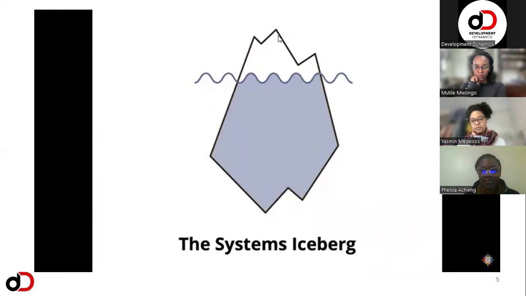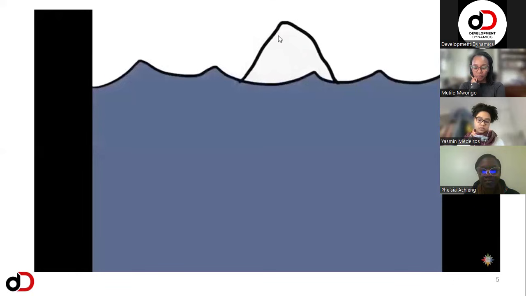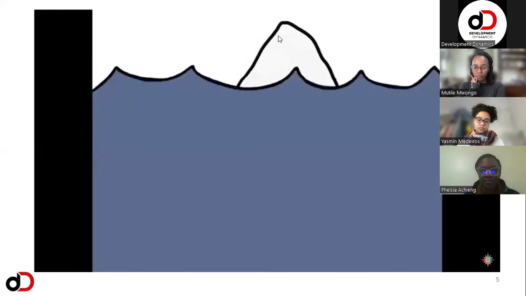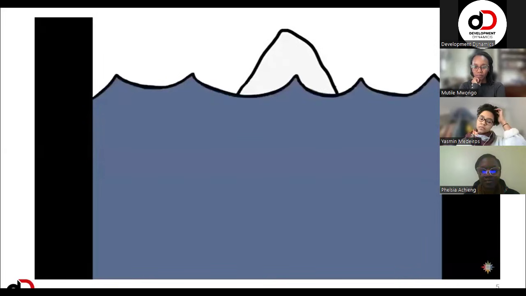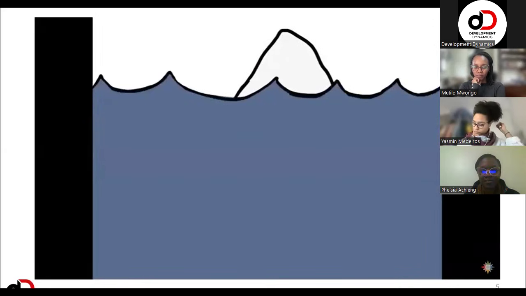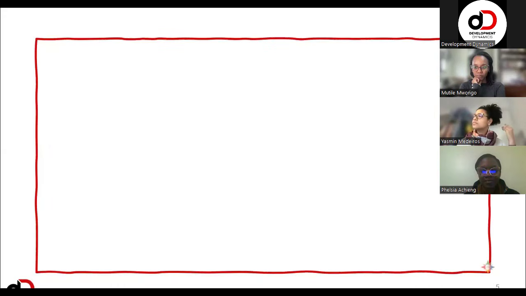The systems iceberg is a tool that can help us better understand why things happen and discover how we can take action to create powerful change. Think about a real iceberg for a minute. Did you know that typically less than a third of an iceberg is visible above the water's surface? That means the majority of an iceberg shape is difficult to figure out. We need to dive below the surface to get a better understanding of what's happening.